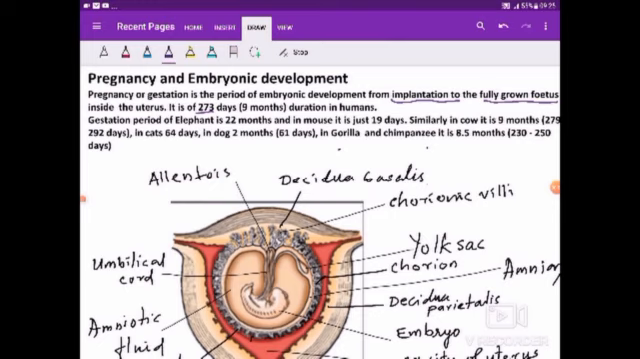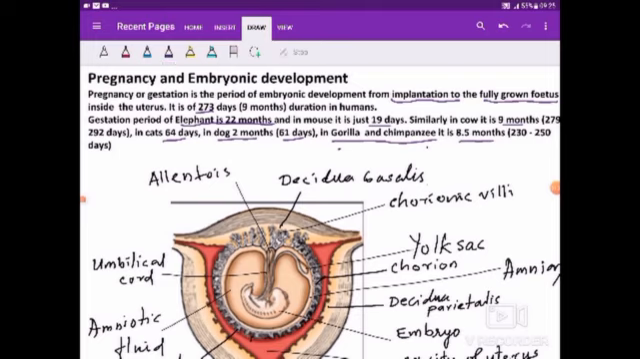Let's see the gestation period in some of the other mammals. Like elephant has got the gestation period of 22 months, and in mouse it is just 19 days. Similarly, in cows it is around 9 months, more or less, that is 279 to 292 days. Then in cats it is 64 days, in dogs 2 months, that is 61 days, and in gorilla and chimpanzee it's 8.5 months, closer to humans, that is 230 to 250 days duration.